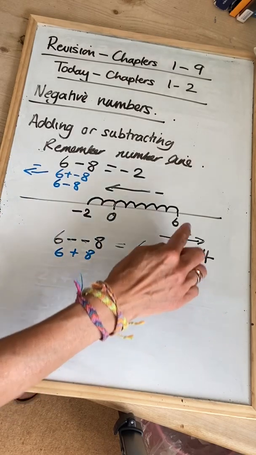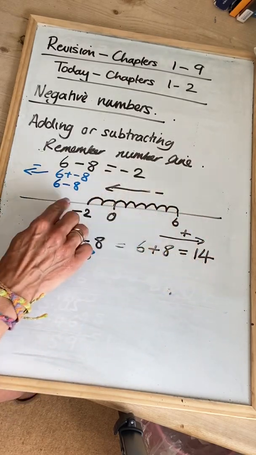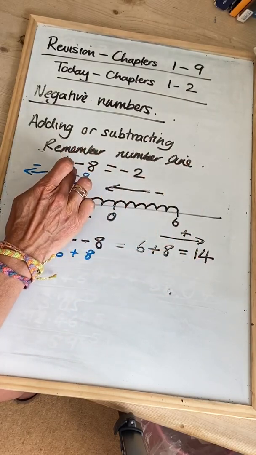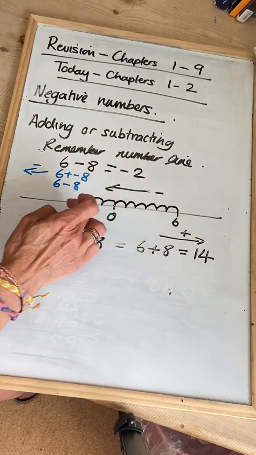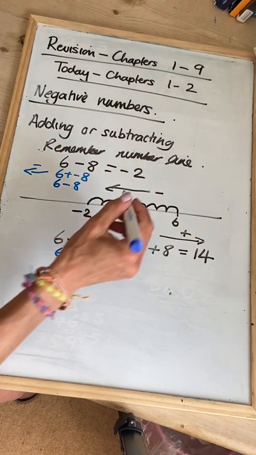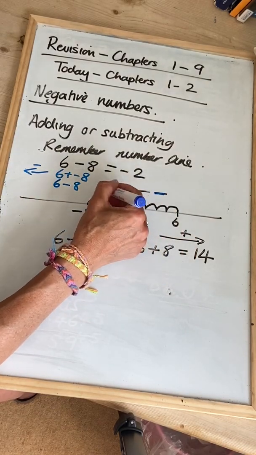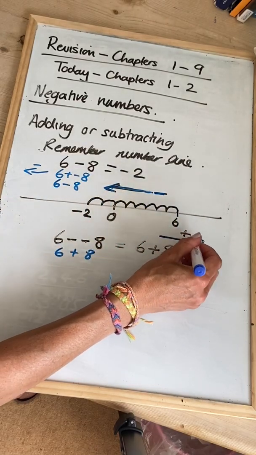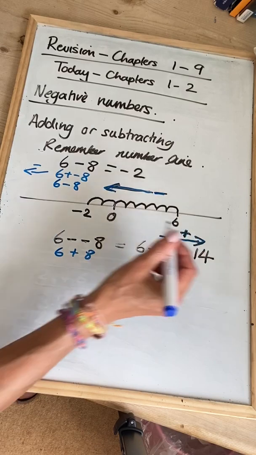And then you're thinking about the direction you go on the number line. Draw yourself a number line, think where you start on the number line and the direction you're going. Negative direction takes you down the numbers, and a positive direction takes you up through the numbers.